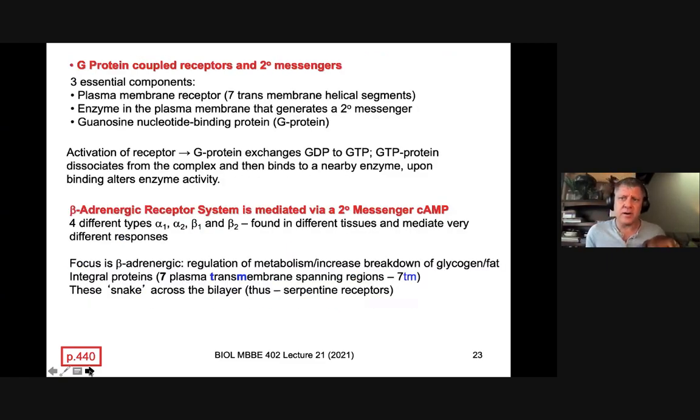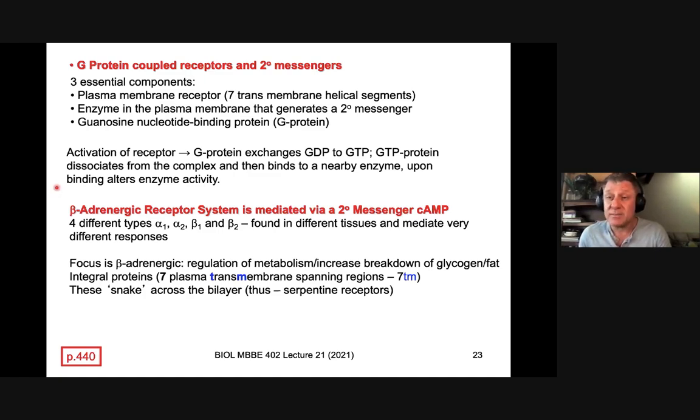Now, this gets to what I want to focus on today, and is usually presented in the homework and in the exams: these G-coupled protein receptors and secondary messengers. And basically, these are known as GCPRs, and they are a very highly pronounced target for drug design and development, and play a very essential role in establishing homeostasis within our biological systems. There are three essential components that make up these GCPRs, or G-coupled protein receptors. That's what GCPR stands for.